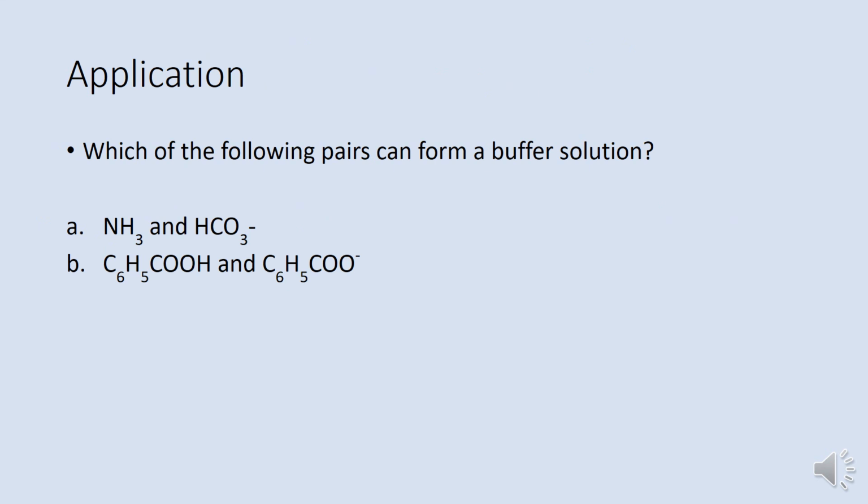Now, an application on buffer solutions. Which of the following pairs can form a buffer solution? NH3 and HCO3-, or C6H5COOH and C6H5COO-? What do you think the answer will be? It is pair B, because it consists of a weak acid and one of its salts.